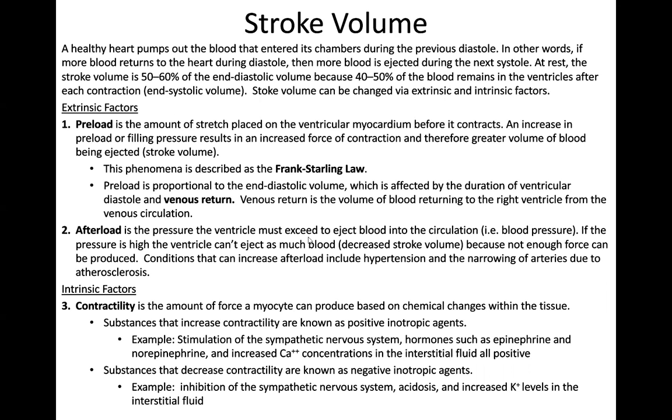Afterload is the pressure the ventricle must exceed to eject blood into the circulation. In other words, this is the blood pressure of our body. If the pressure is high, a ventricle can't eject as much blood, which means we're going to end up with a decrease in stroke volume because not enough force can be produced. Conditions that can increase afterload include hypertension, which is just a fancy word for what? High blood pressure. And then narrowing of the arteries due to atherosclerosis.